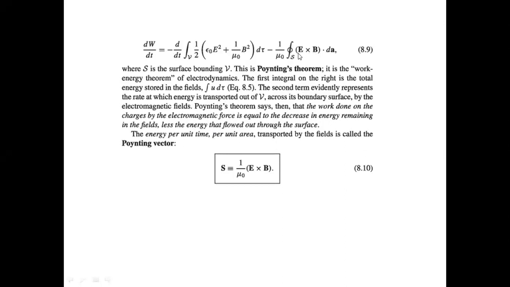So this E cross B by 1 by mu naught is the energy per unit time per unit area transported by the field, and it is called the Poynting vector.